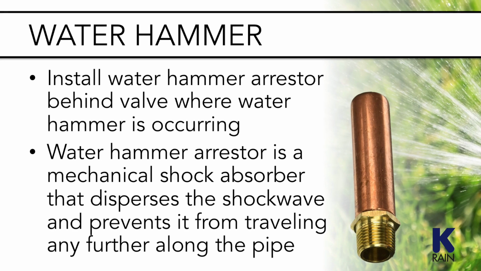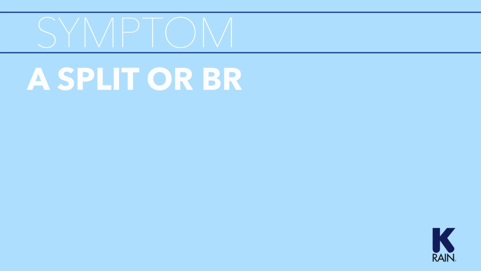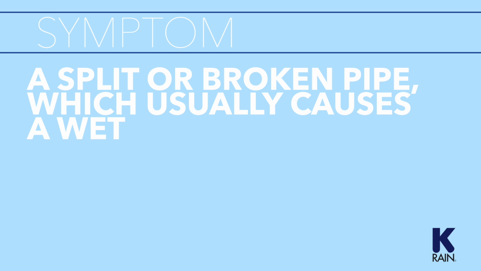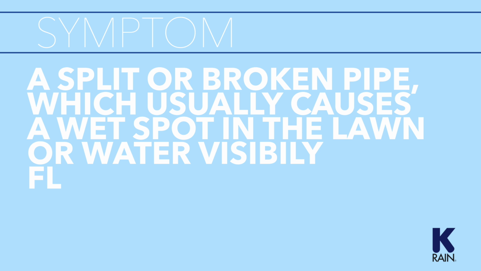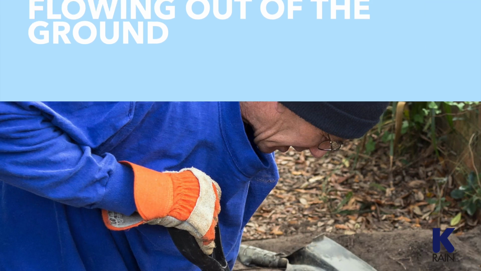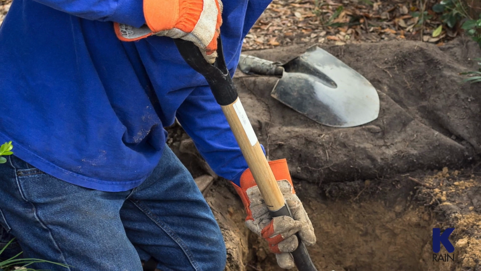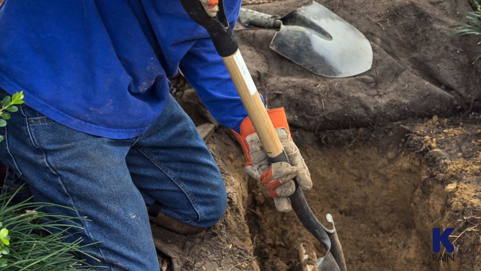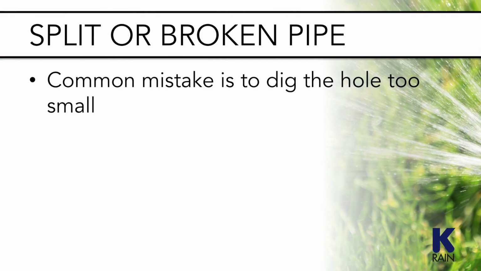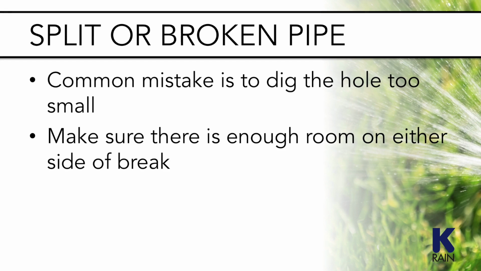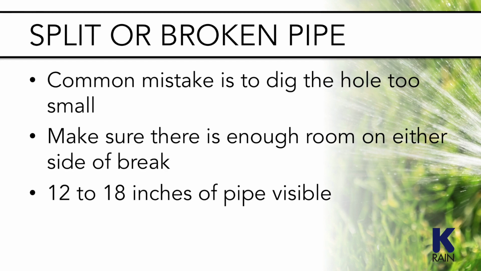along the pipe. Symptom: a split or broken pipe, which usually causes a wet spot in the lawn or water visibly flowing out of the ground. Fixing a pipe usually involves cutting out and replacing the bad section of the pipe. Dig up the broken area of the pipe. A common mistake when fixing leaks is to dig the hole too small. Make sure there's room on either side of the break. You'll want to have 12 to 18 inches of pipe visible to work with.